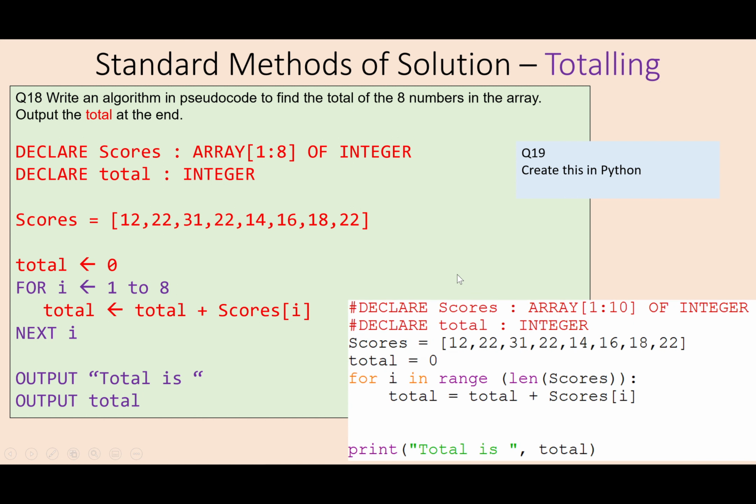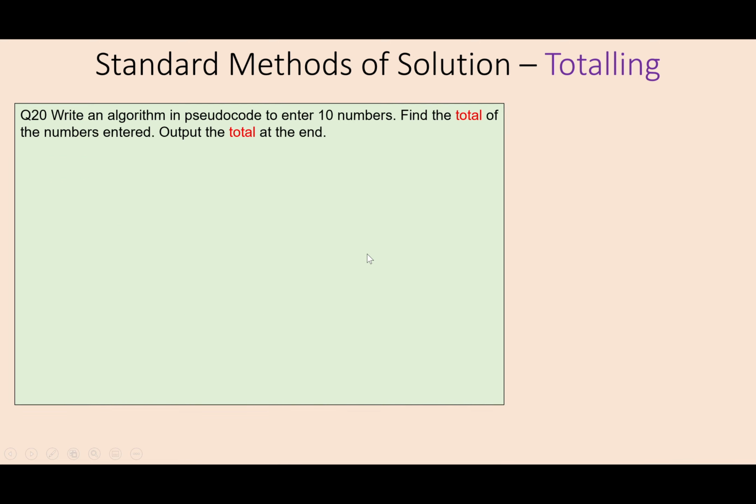Okay, so here is the answer. The Python is very similar. You can see I actually used the len method to get the number of times we're going to go around the loop here. Okay, so hopefully that one's okay. Let's have a look at the next one.